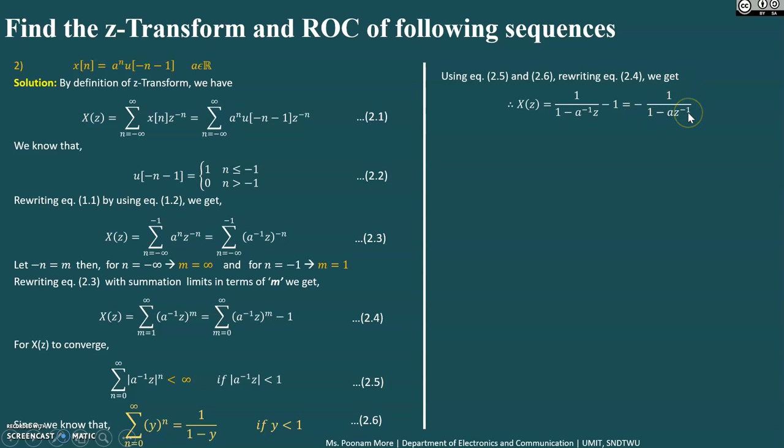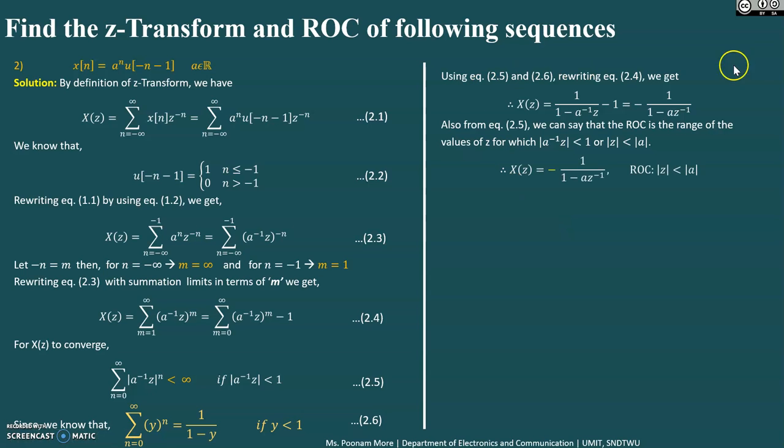So now further simplifying this term, we will get x of z is equal to minus 1 upon 1 minus a z. Now this particular condition, which is mentioned in equation 2.5, is also giving us the idea about the region of convergence. So here the region of convergence is nothing but the range of values of z for which the magnitude of a inverse into z should be less than 1. So in other words, the magnitude of z should be less than the value a.